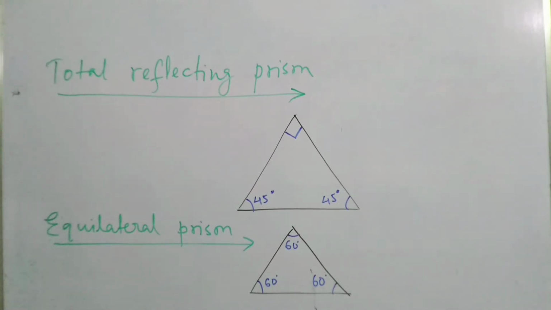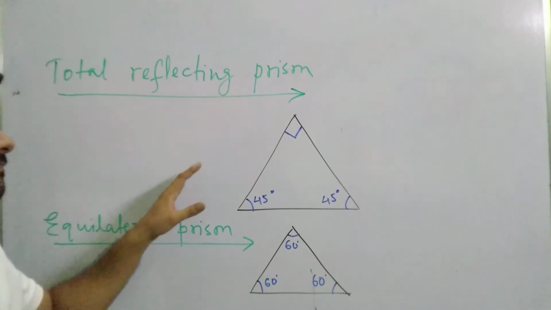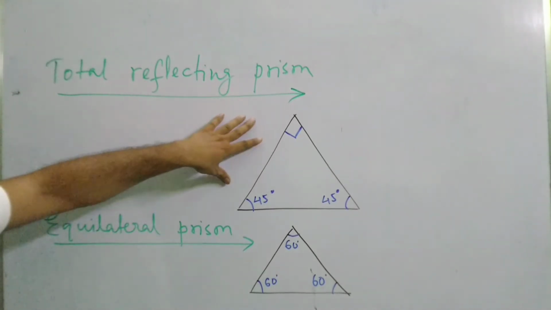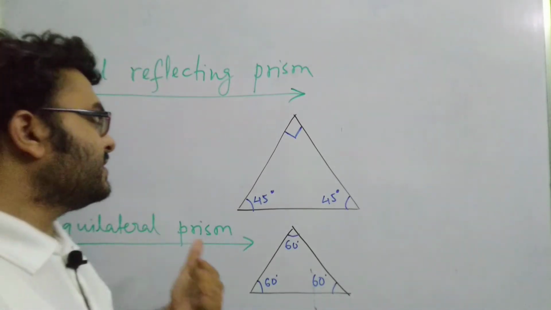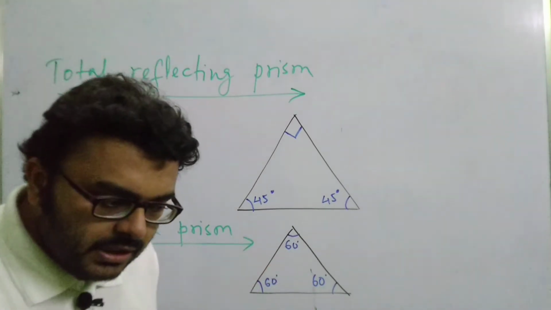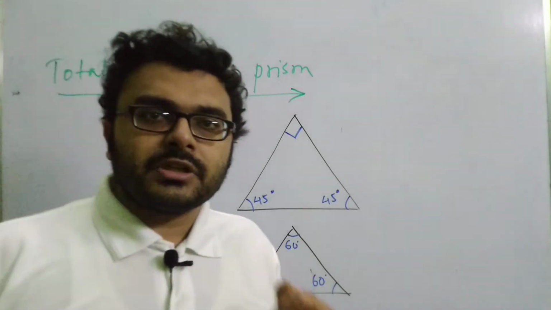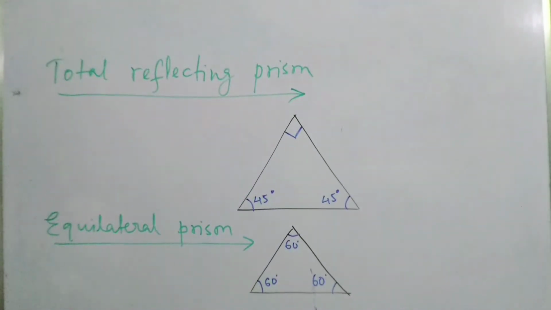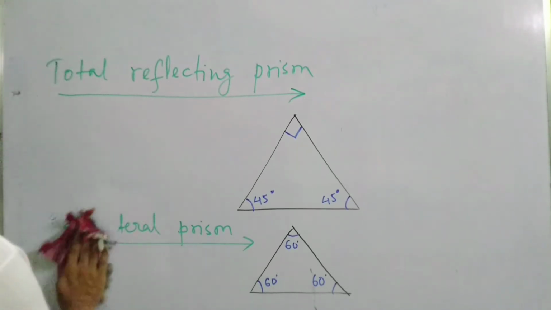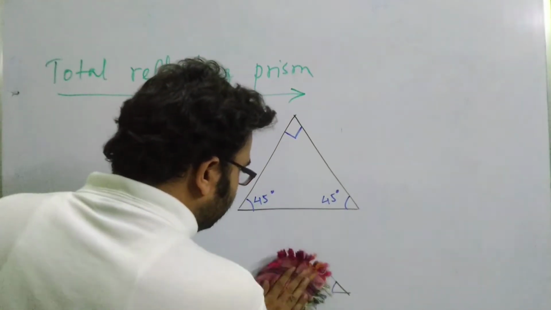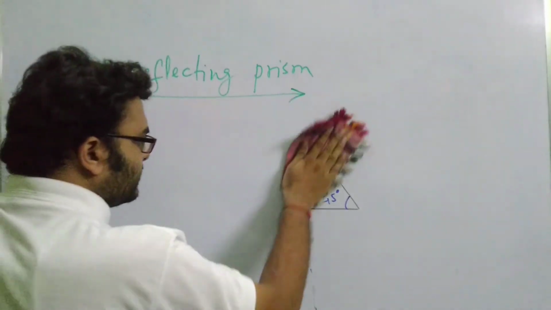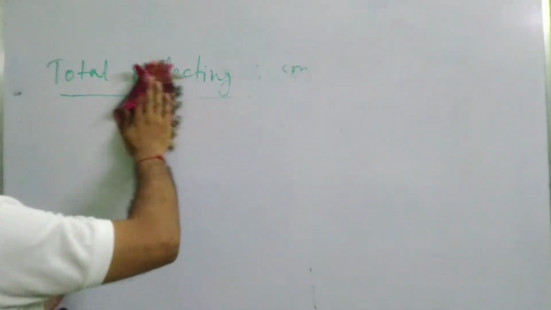Okay. Now, why are we considering this prism, where one of the angles is 90 degree and the other two angles 45 degree each, as total reflecting prism? If we see the applications, we will understand why it is regarded as total reflecting prism. Okay, fine. Now let us move to the applications of this kind of prisms. First of all, we will be discussing how we can deviate a light ray by 90 degree angle. For this, we will be using total reflecting prism.